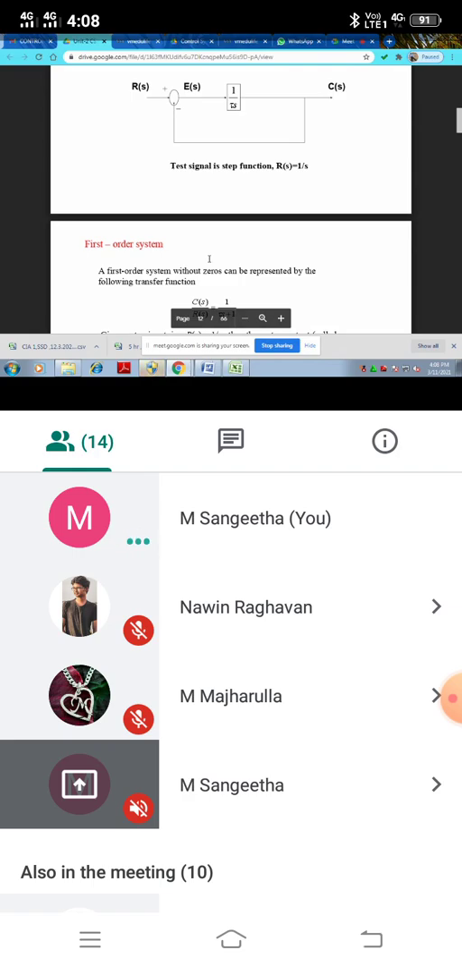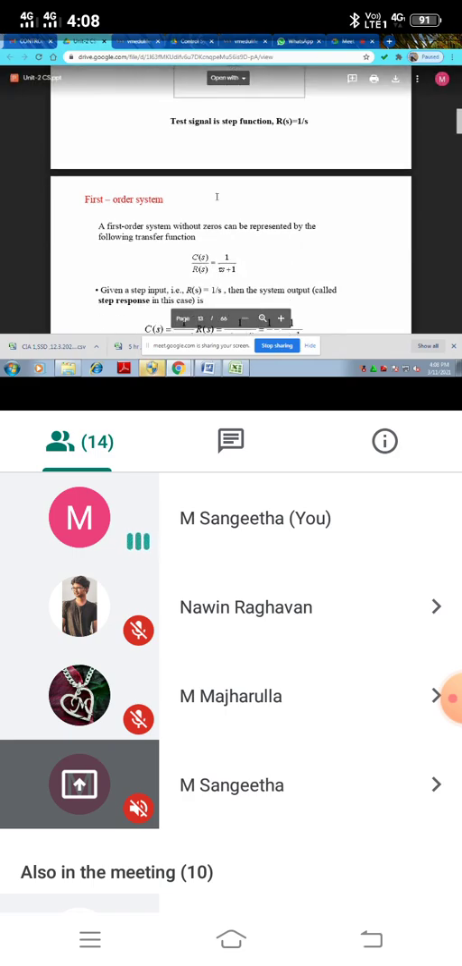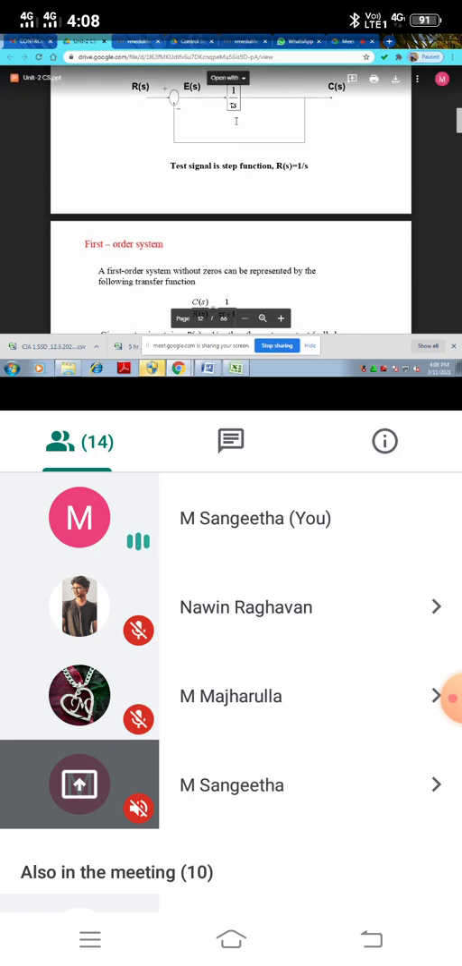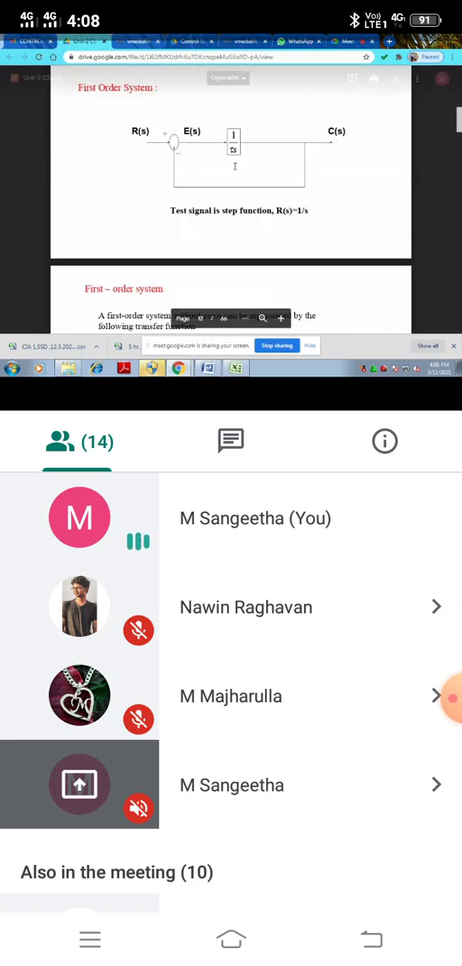So it can be applied here. Here the output is C of S, input is R of S. So we make that equation C of S by R of S equal to 1 by tau S plus 1, because here no feedback is connected. The feedback is 1. So what is the formula?